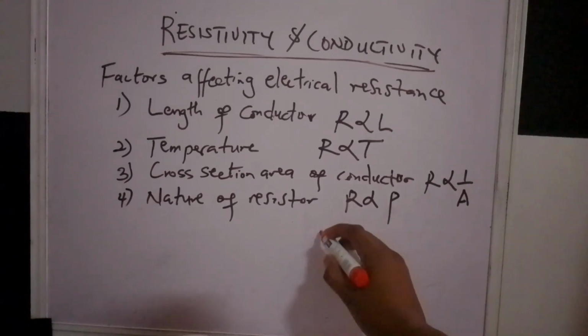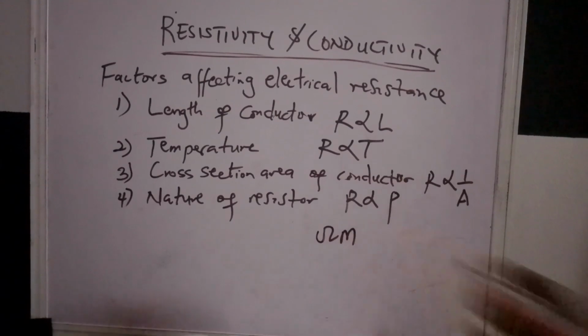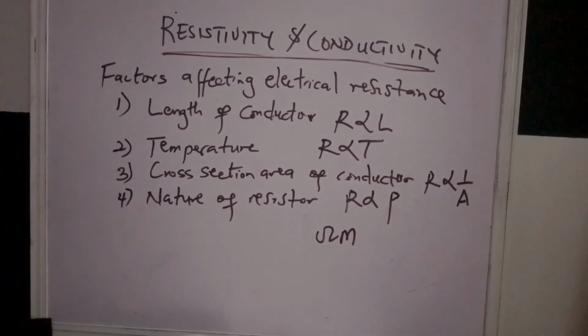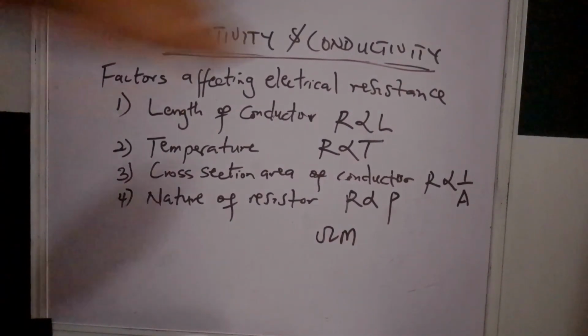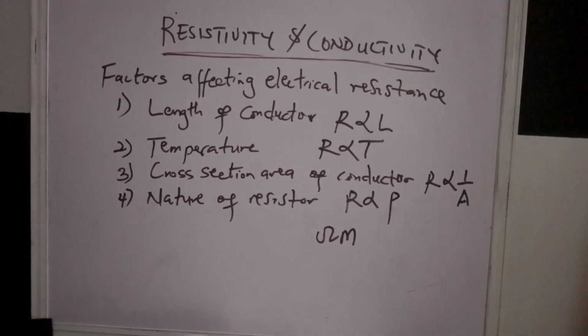The resistivity is measured in ohm meter. Resistivity of a material is measured in ohm meter. However, when we get to conductivity, we'll tell more of how conductivity is measured. Now let's look at this.